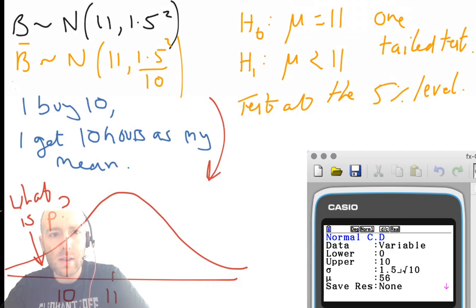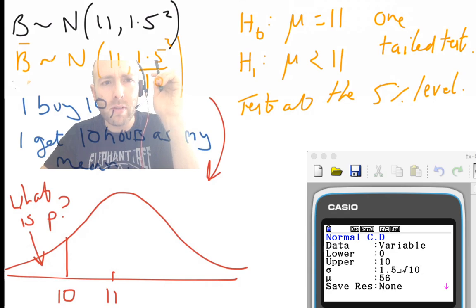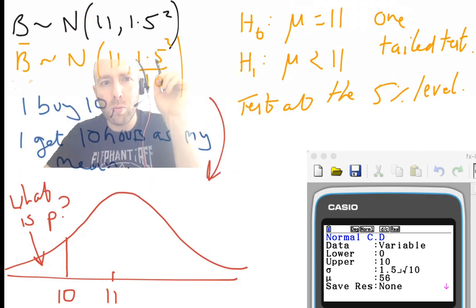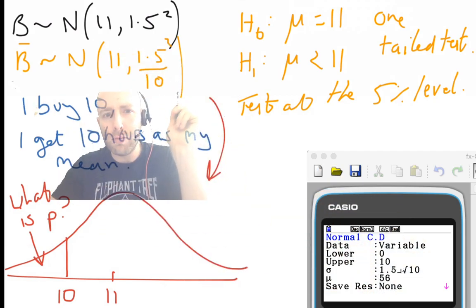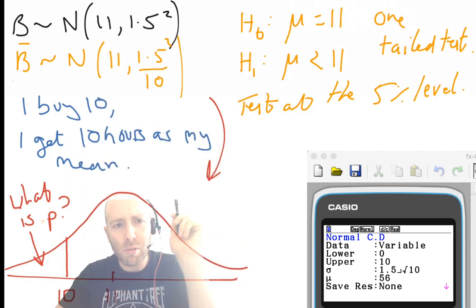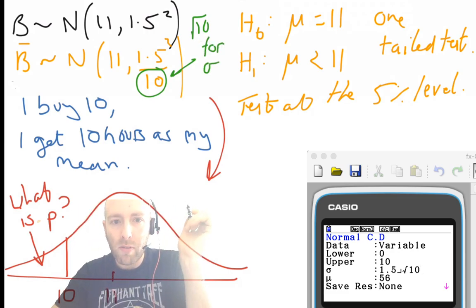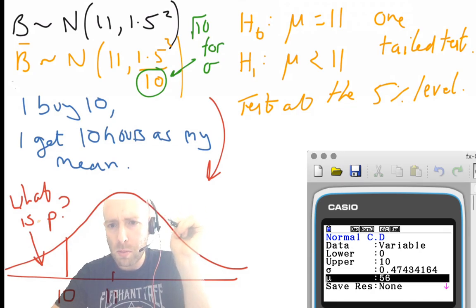Reason being, if you see that our standard deviation was 1.5, so the variance is 1.5 squared over 10. To get this to turn into standard deviation, we need to square root both bits. Root 1.5 squared is 1.5, which is why we've got 1.5 here. And to the bottom, we need to root the 10. It's really easy to forget to do that. I did when I was planning this lecture yesterday, so don't forget to root the 10. Root 10 for sigma. So you get 1.5 over root 10 as my sigma. And what was my mean? Well, the mean is 11, same as it was in the population.